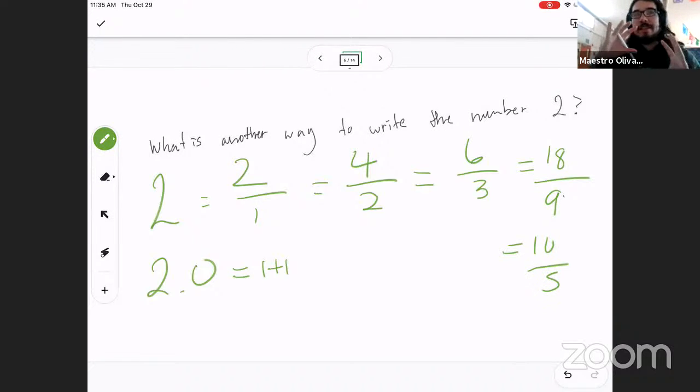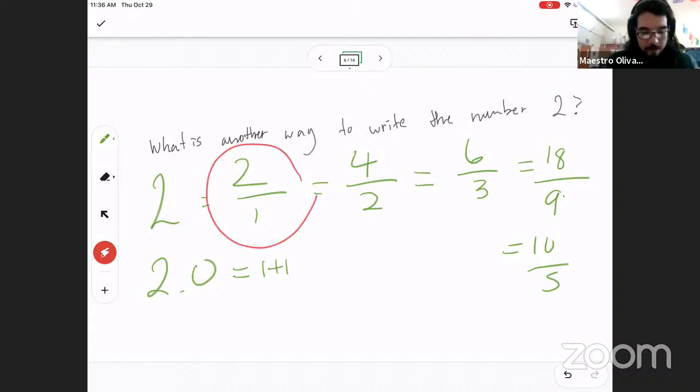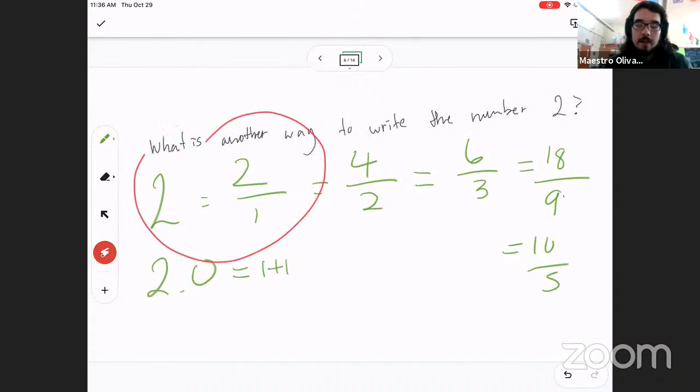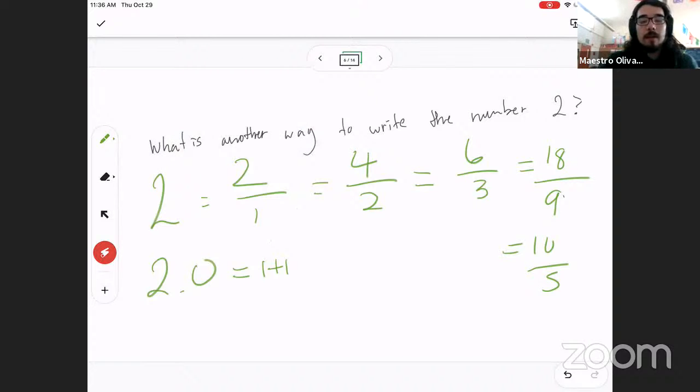So this particular problem is opening up our eyes to see that there's multiple ways you can write the number 2, especially as a fraction. You can write it as 10 divided by 5, 18 divided by 9, 6 over 3, 4 over 2, or more importantly, 2 over 1. This is going to be huge later today. Remembering that you can write any number with a fraction, with a denominator of 1.